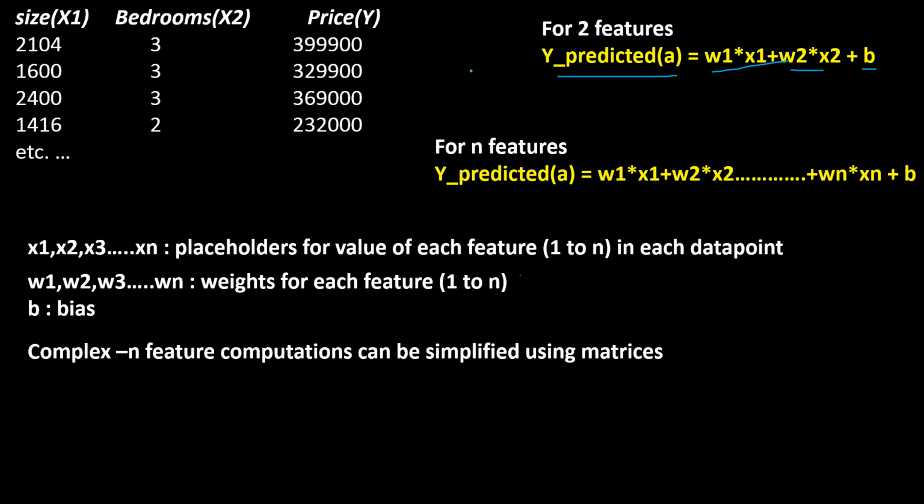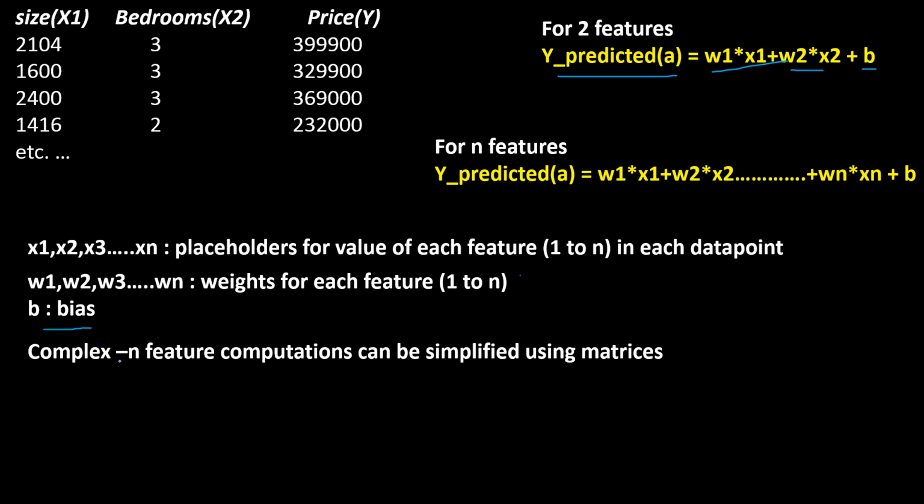Suppose there are n features, so instead of x1, x2 there may be as many features. In that case, the model will be w1 x1 plus w2 x2 and so on up to wn xn plus a bias. Here x1, x2, x3 up to xn will be the placeholders for each of the features from 1 to n, as we declared in our code in the notebook we just saw. And w1 up to wn will be the weights for each of the features. So each feature is weighted by one parameter w, and overall we add a bias term.